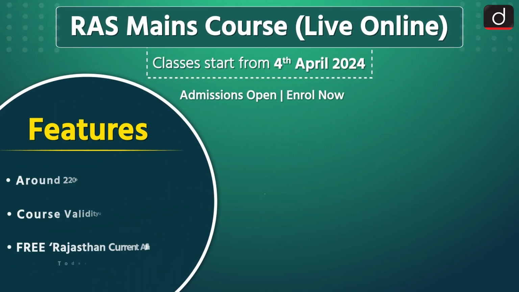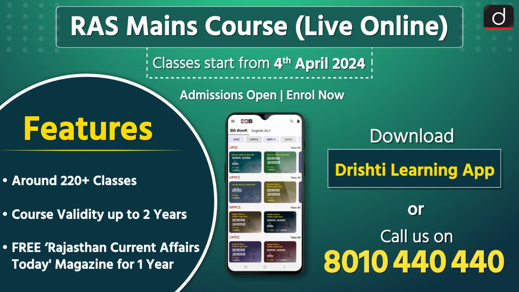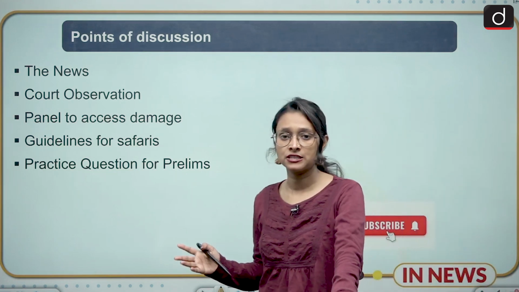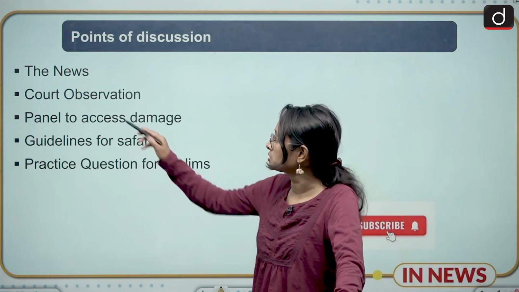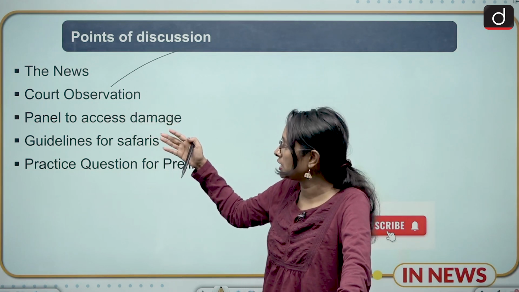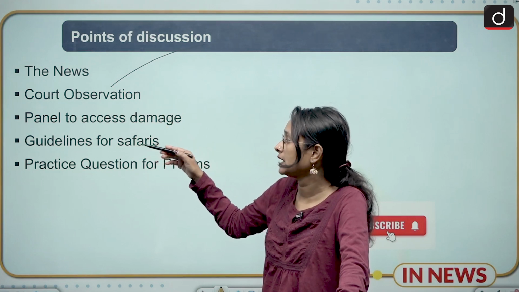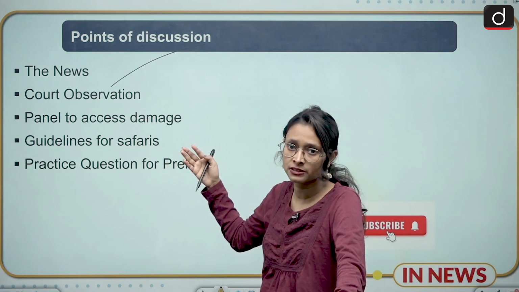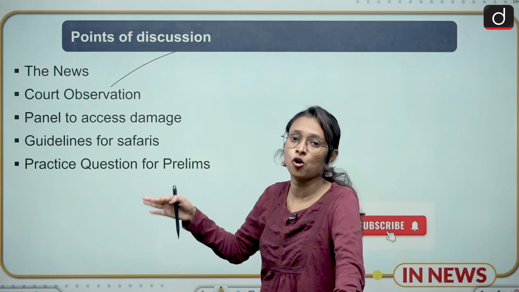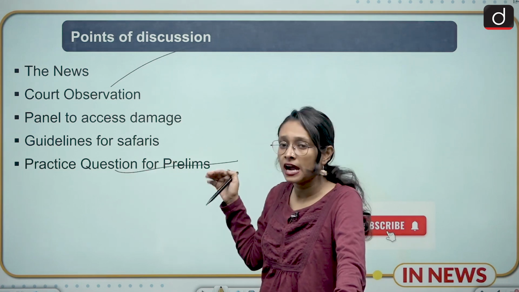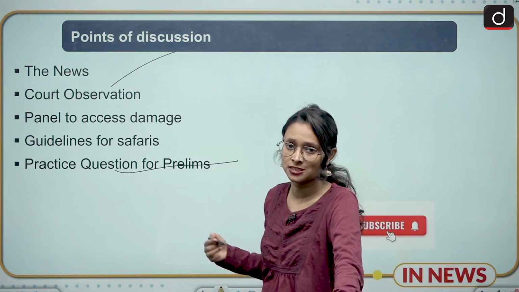So moving towards the points of discussion. This topic is important from the GS2 as well as GS3 perspective. First of all, we are going to discuss the news. Then we are going to discuss court observations, and after that we are also going to discuss the panel to assess the damage, then guidelines for the safaris, that is, what guidelines the Supreme Court has given for the safaris and what it has objected to, and we are also going to discuss a practice question for prelims. And before that you have to like, share and subscribe to the Drishti IAS channel.